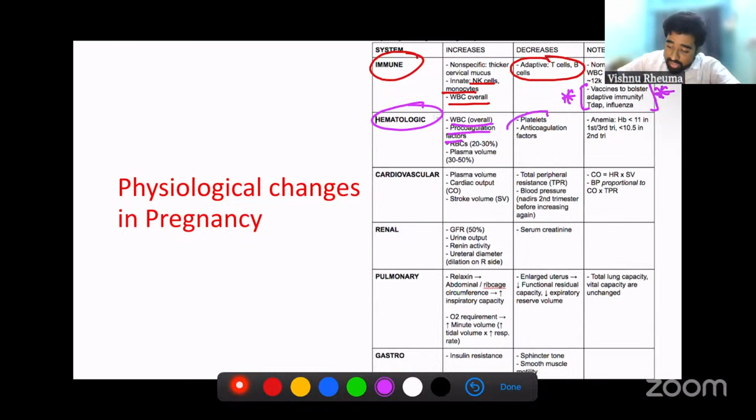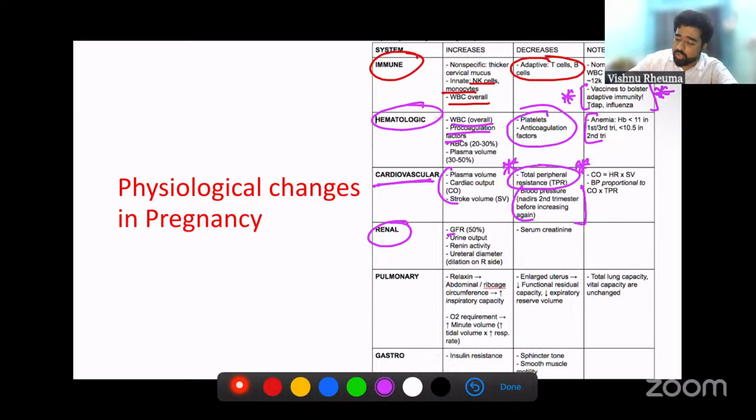Then platelet count decreases, anticoagulation factors, because of dilutional change, can also decrease, and hemoglobin also, as I told you, will decrease. Cardiovascular, it is well known that whole plasma volume increases, so stroke volume increases, cardiac output increases, total peripheral resistance decreases. This is important because why? Your Raynaud's occurs because of peripheral vasoconstriction. Here the total peripheral resistance decreases and your Raynaud's improves. So that is one important thing.